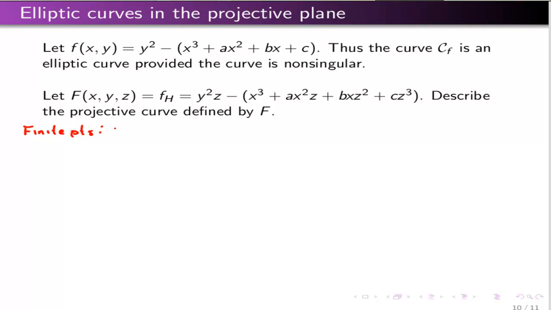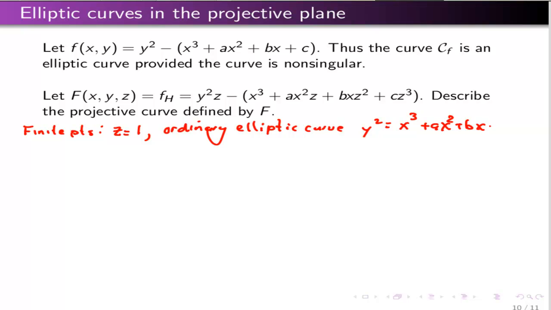These are the points where you set z equal to 1. And those are just the original points. So when you set z equal to 1, you're just hitting the ordinary elliptic curve, y squared equals x cubed plus ax squared plus bx plus c. And then we've got the point at infinity.